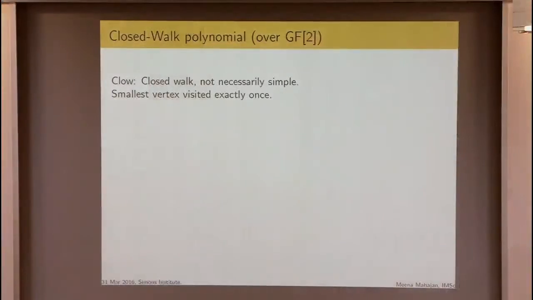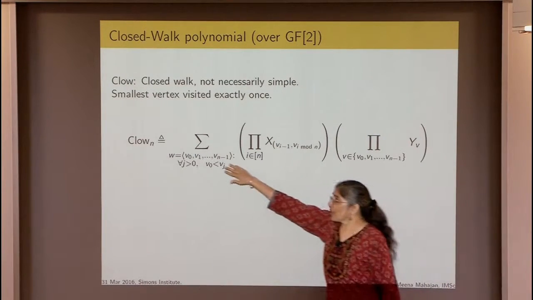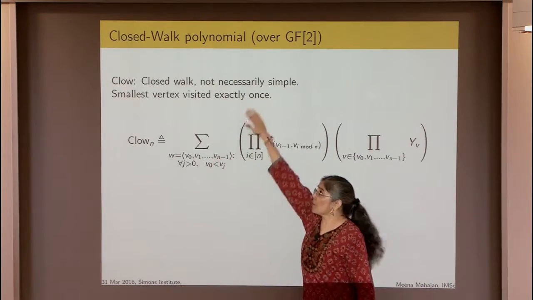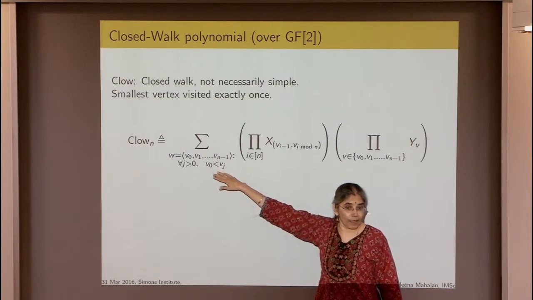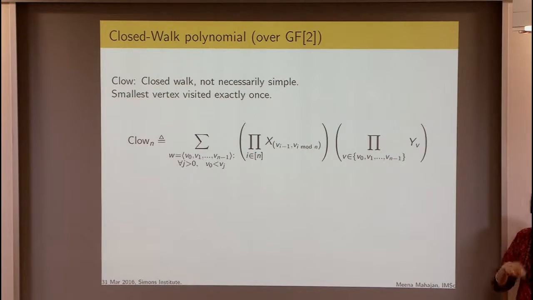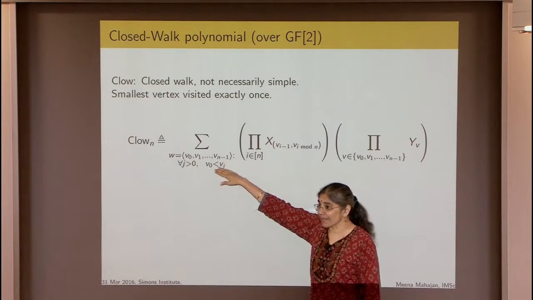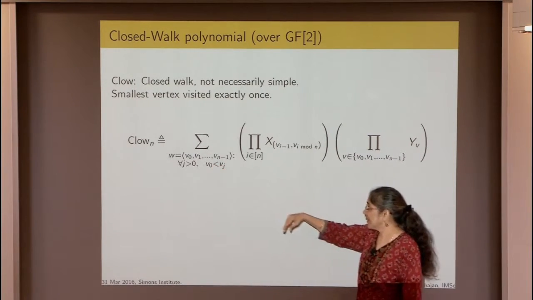So this is what we call a Clow, and based on Clows, now we have this polynomial which says, look at every Clow, every closed walk in the complete graph, a closed walk of length exactly n. By length I mean it has exactly n edges. It may touch fewer than n vertices or all n vertices. If it touches all n vertices, it would be a Hamilton cycle, but in general it could be something else.